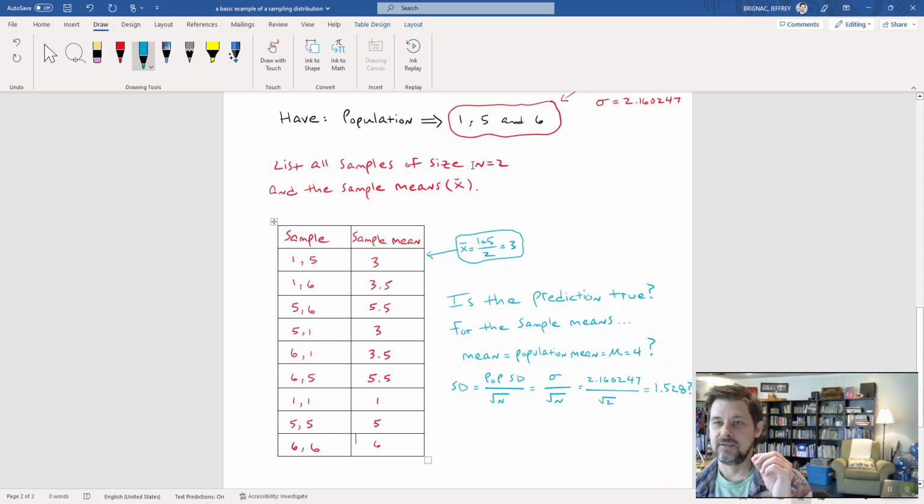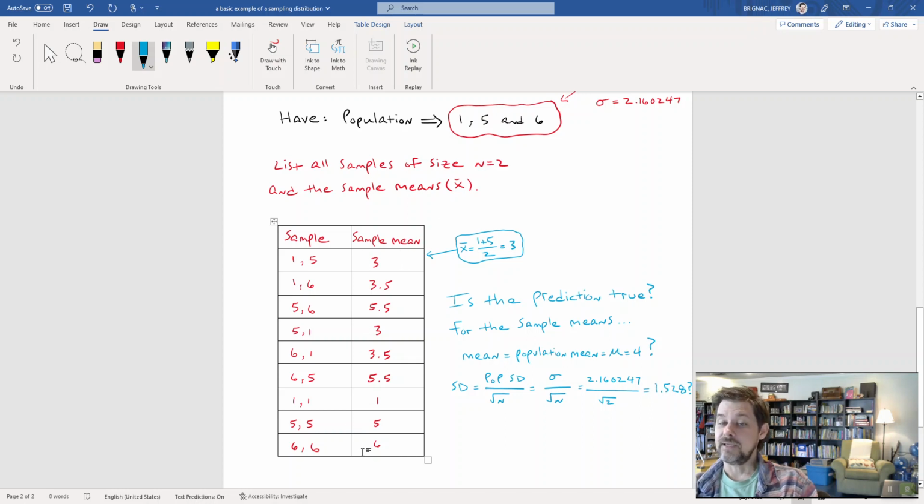But remember I said that we'll pick the numbers with replacement. So it's like I pick a number, I put it back, and then I pick another one. So I could pick 1 twice. I could pick a 1, put it back, pick another number 1. I'm just picking them blindly. So I could pick 1 twice, I could pick 5 twice, and I could pick 6 twice. So here's what it would look like if you take every sample of size 2, okay?